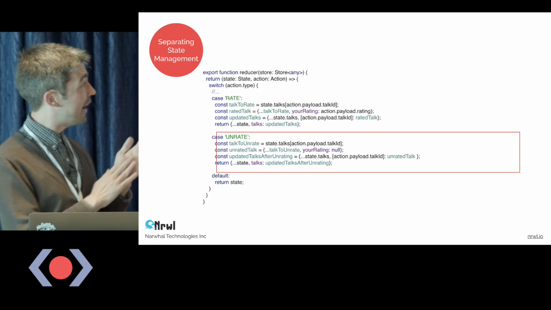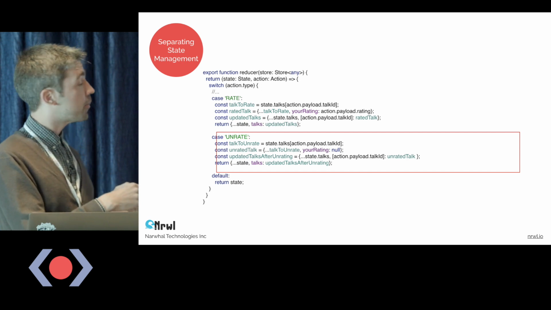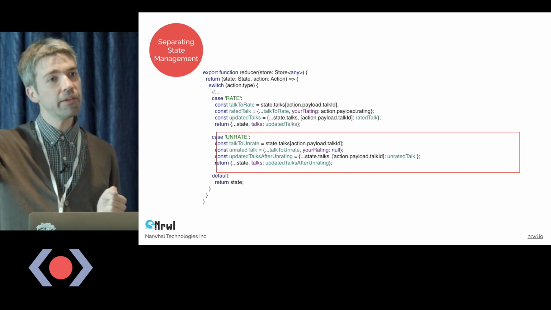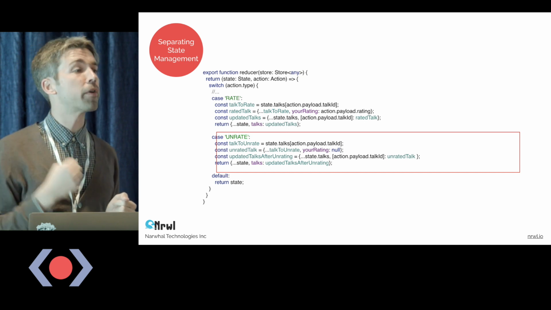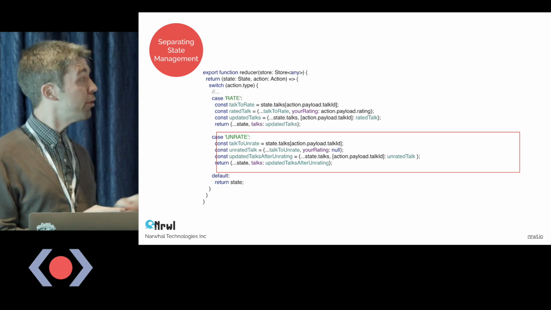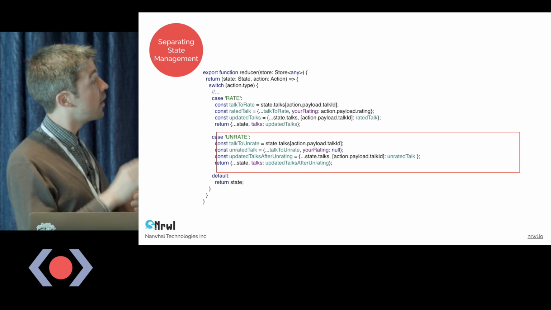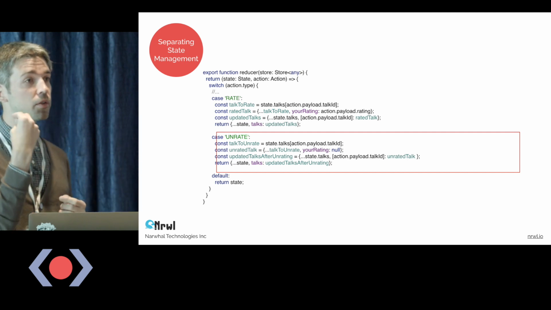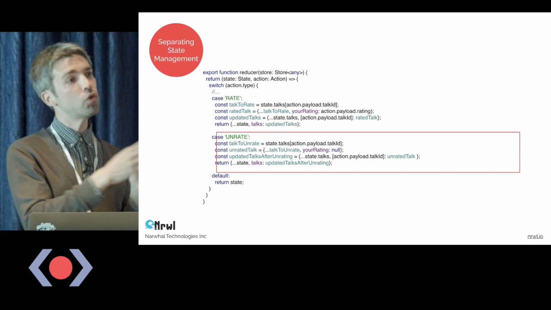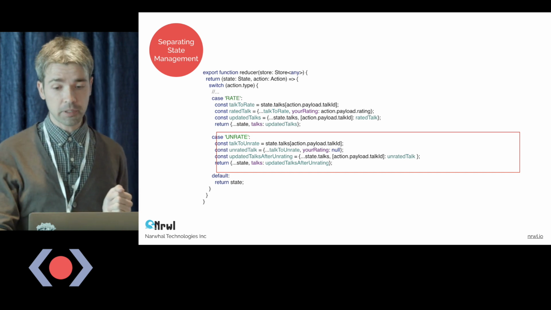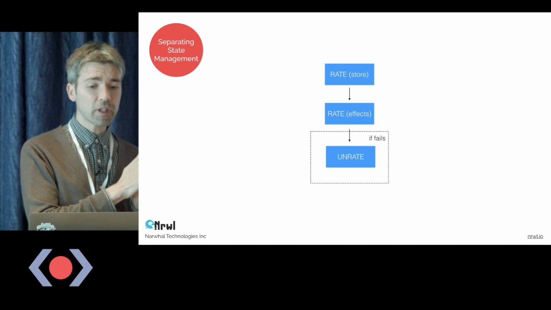Finally, we modified our reducer to say if the backend fails and we return an unrate action, we are going to modify our state accordingly. So we are going to find the same object in memory, create a new copy with the rating set to null, create a new copy of the collection, and create a new copy of the state. Okay? That's what it's going to look like.